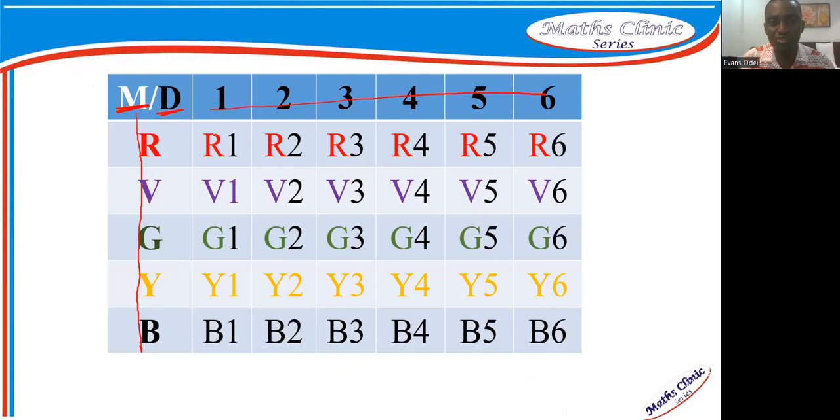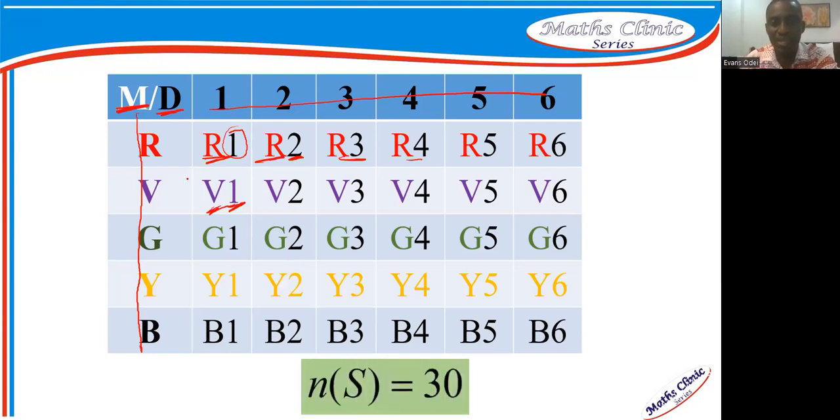So it's possible I can roll a die and get 1 and pick red, or I can roll a die and get 2 and pick red in that order, or I can pick the violet and then throw 1. So we can get our sample space like that. And again, if you count the number of possible outcomes, we have 30 of them in all. So that means the total size of the sample space is 30.